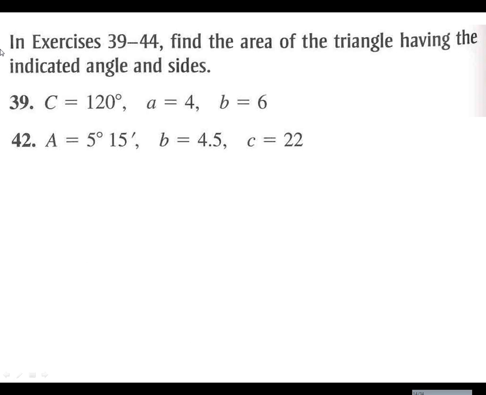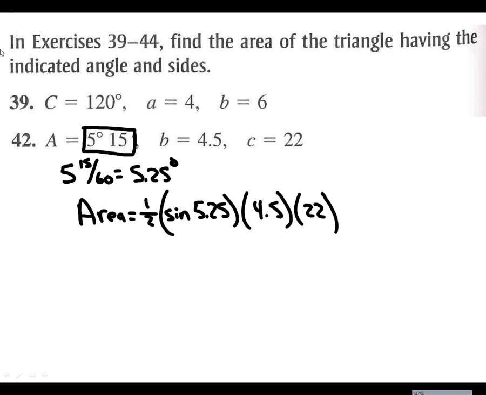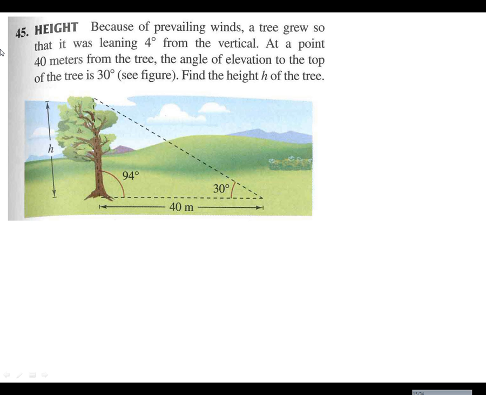All right, 42, let's find the area of the triangle. So the area formulas, we like doing those. Those are shorter. One thing, let's convert this right away. This is the same thing as saying 5 and 15/60ths, which is equal to 5.25 degrees. We'll use our formula for area. Area equals 1/2 sine A, 5.25, times b times c, so times 4.5, times 22. Punch those into your calculator, and you come out with an area approximately equal to 4.53.